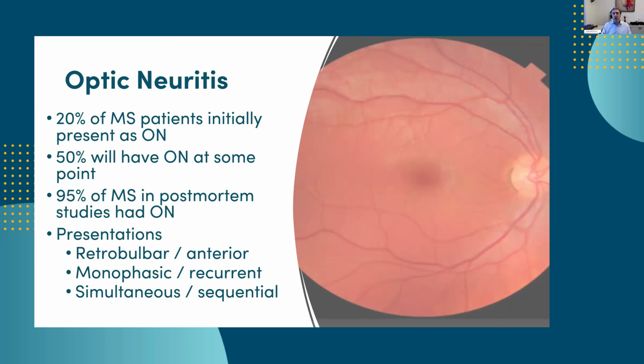And we can divide the optic neuritis, the inflammation of the optic nerve, according to the location in the nerve. Is it towards the front part of the nerve? Is it to the middle or the posterior part? Does it happen only in one eye? Does it happen in both eyes, one first, the other one second?